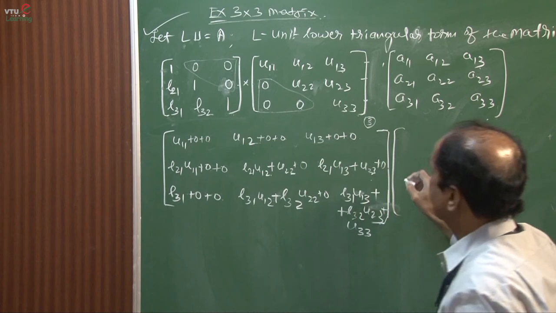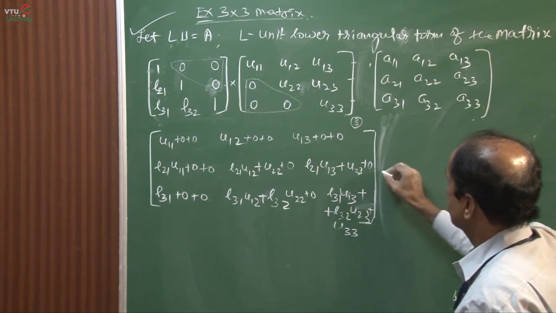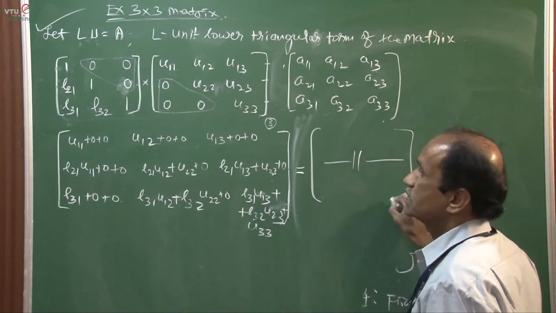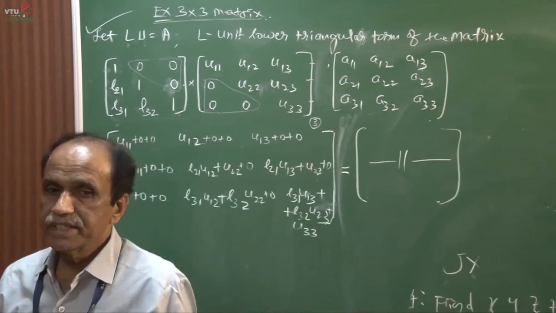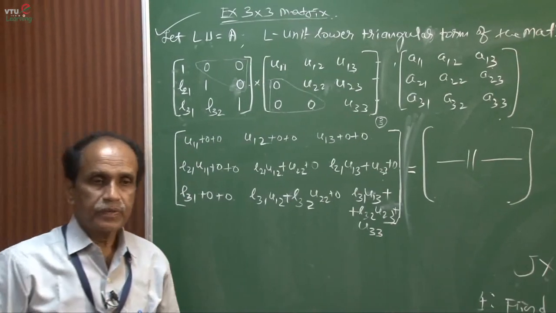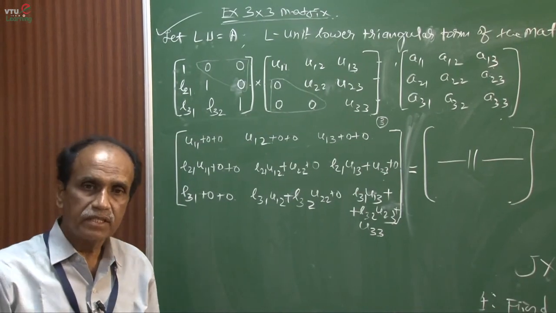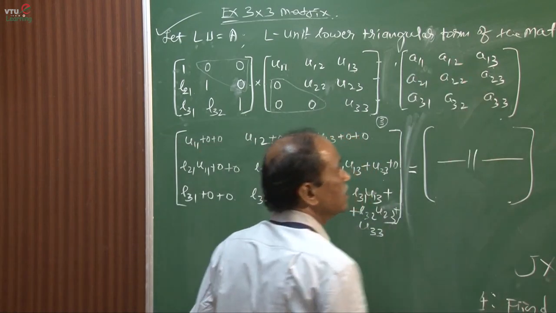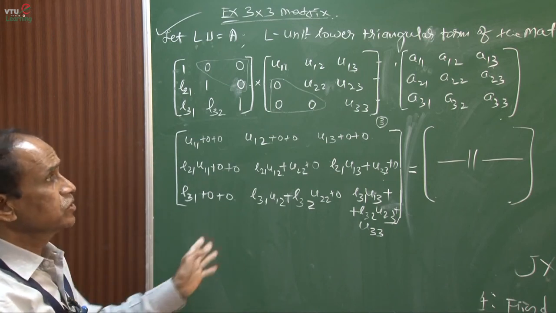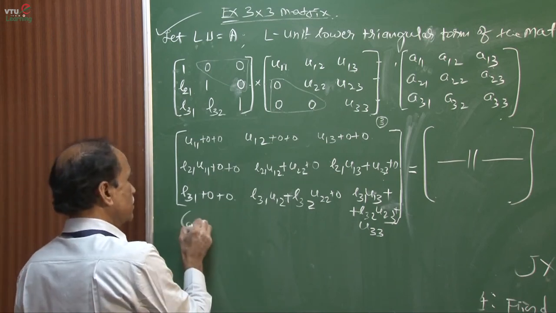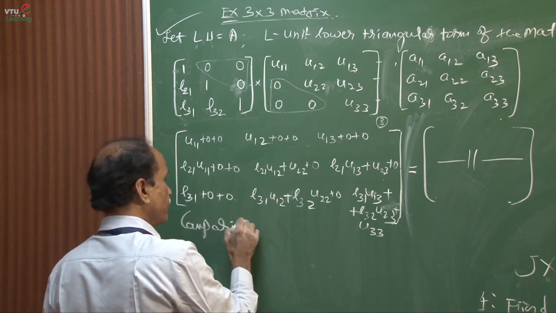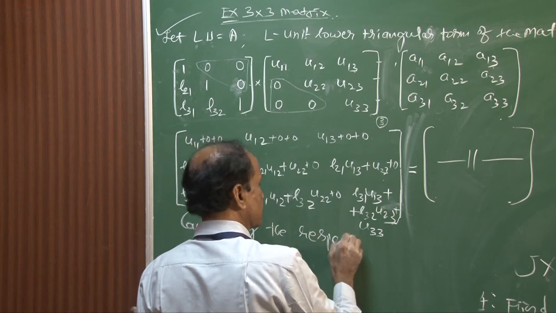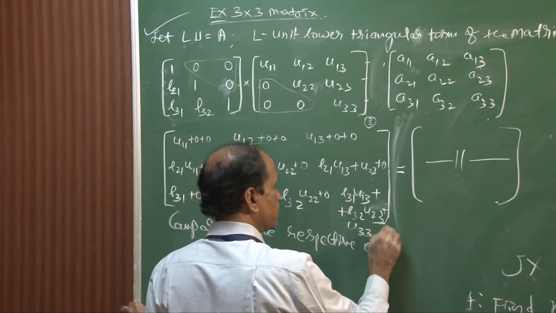This product is equal to matrix A. Now, what is to be done here? Every element in the left side matrix should be equated to the corresponding element in the right side, LHS to RHS. Now, you can write this as comparing the respective elements.